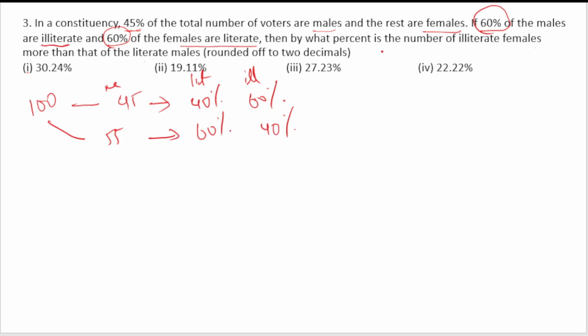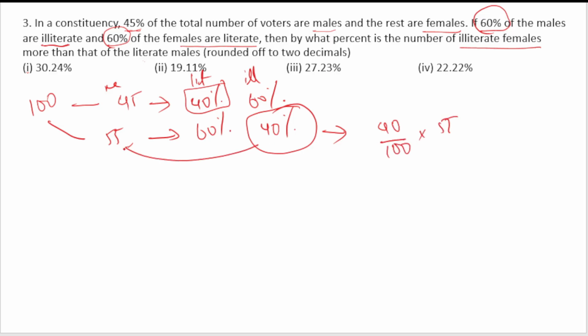Then by what percent is the number of illiterate females more than that of the literate males? So here, what is illiterate females? 40% of 55. If you simplify, we'll get 5 into 2, 5 into 11, 2 into 2. It is 22. 22 illiterate females are there.